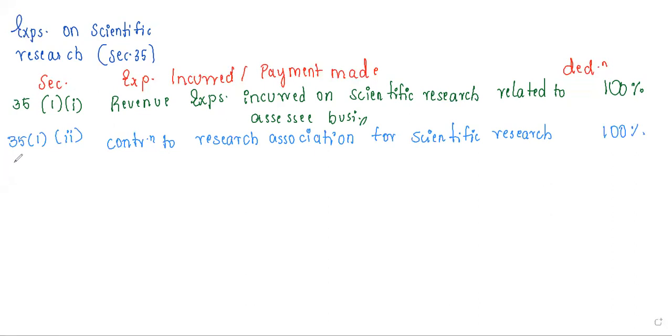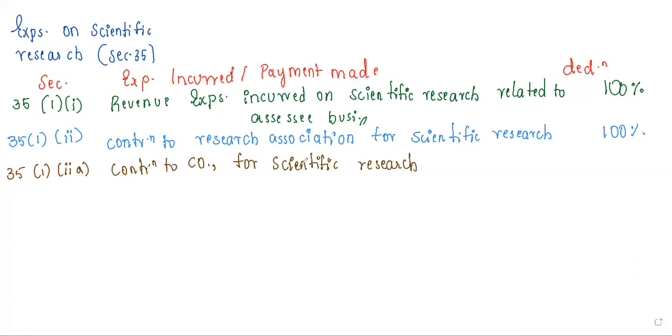The next thing that we have here, section 35, subsection 1 and 3. So this will be telling us about, 2A we have, and then we'll go with 3. So first we'll go with 2A. The 2A will tell us about contribution to a company for scientific research. So you are making some contribution to a company because you are doing some scientific research here. Again, in this situation, 100% is your deduction.